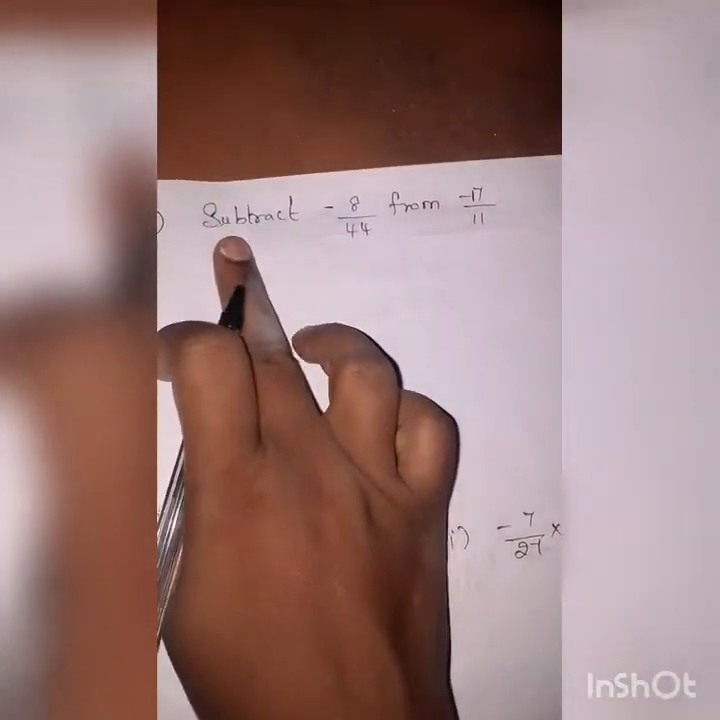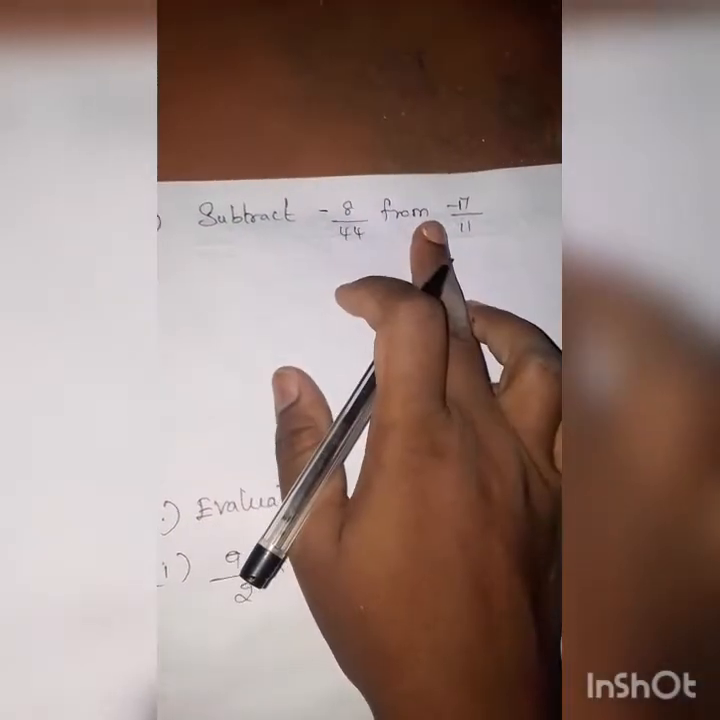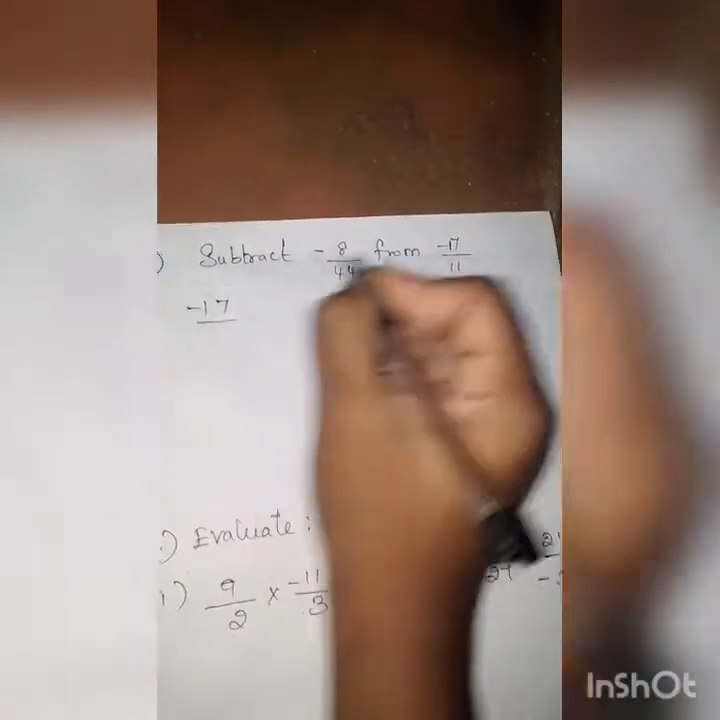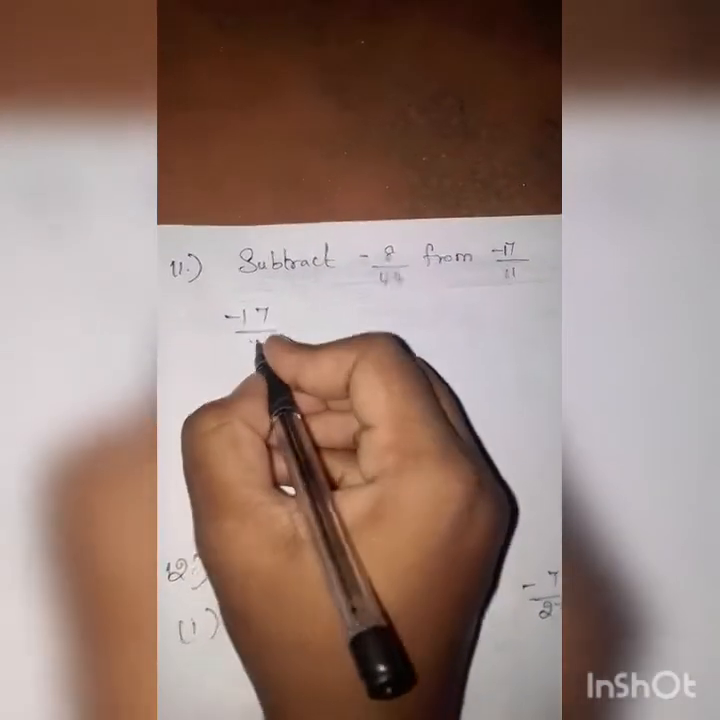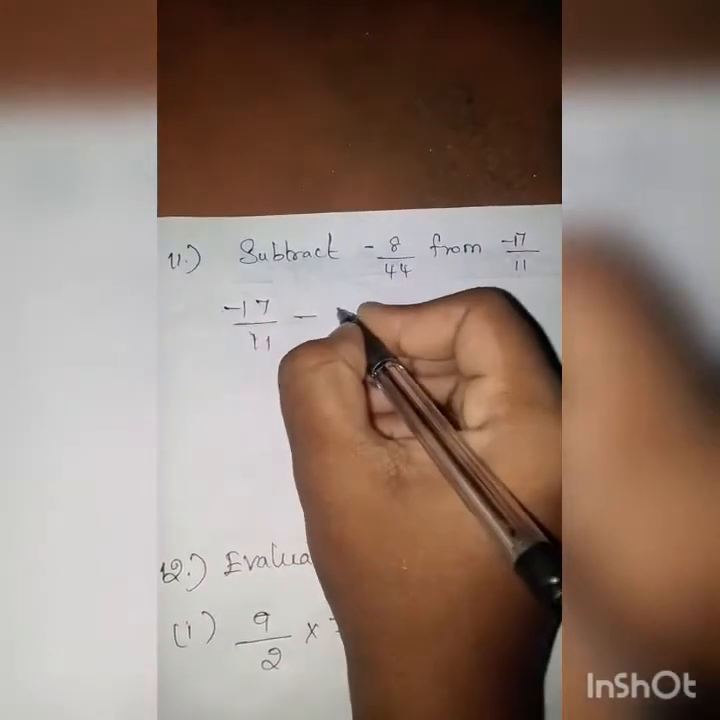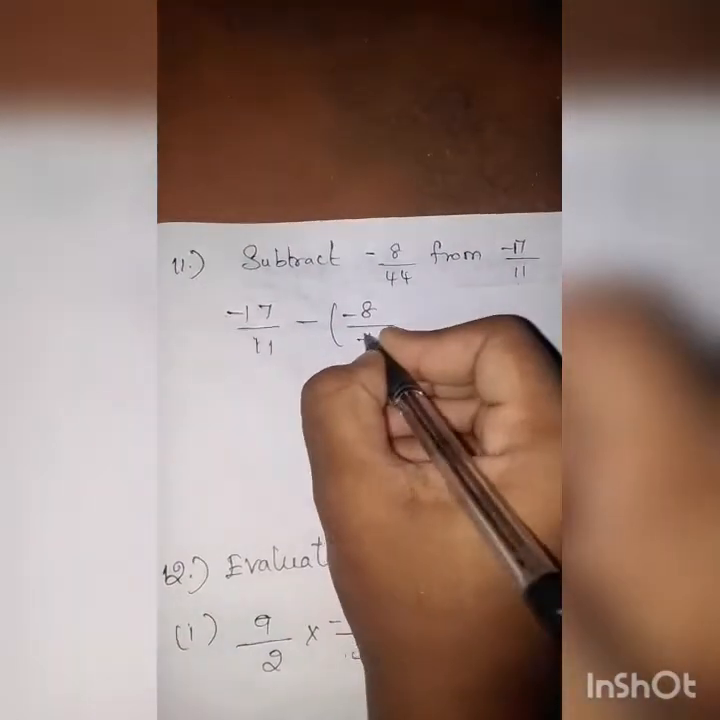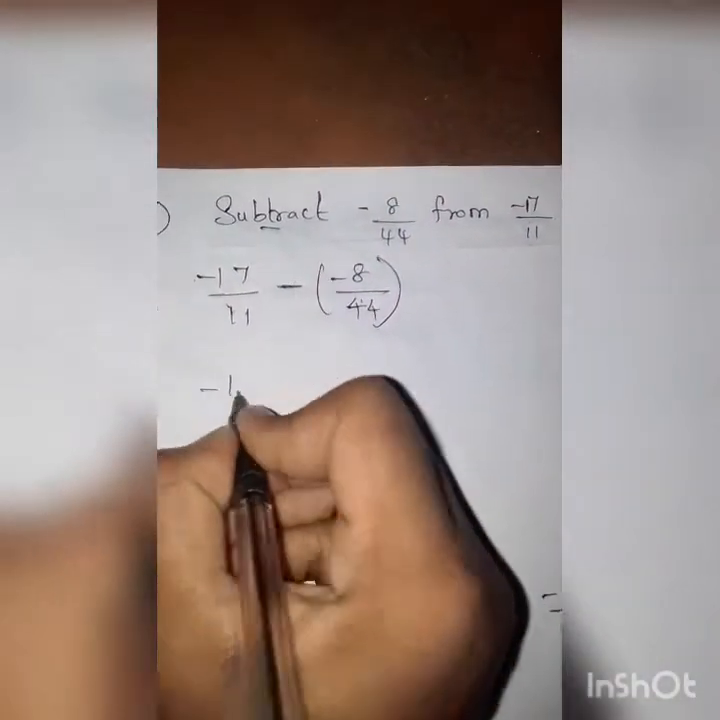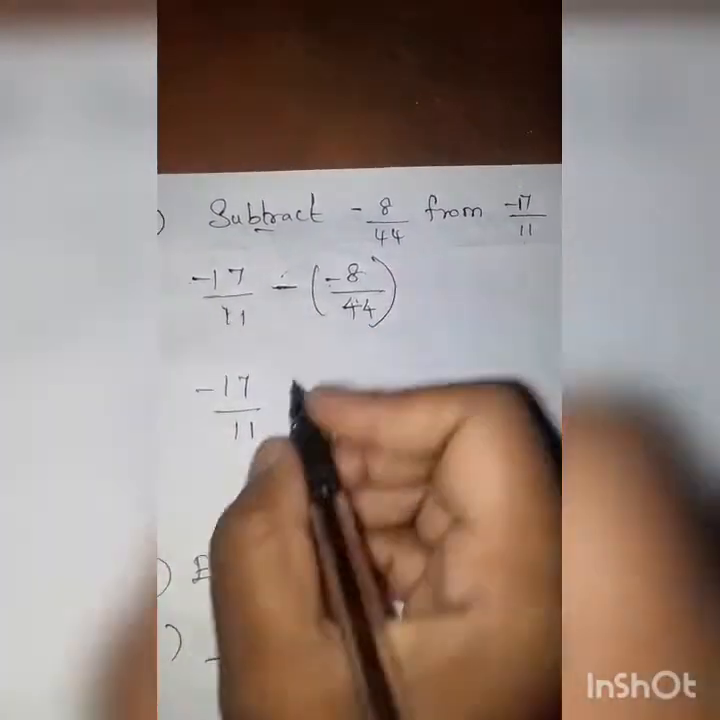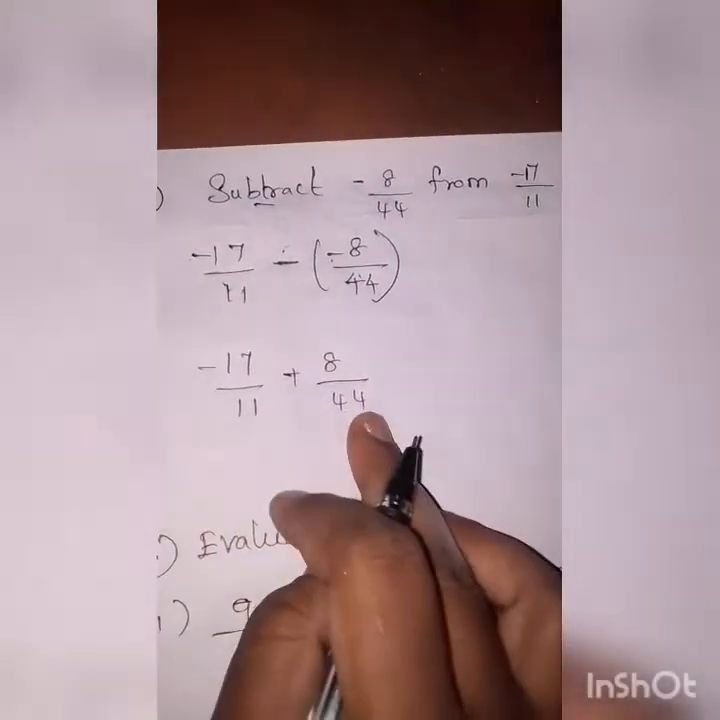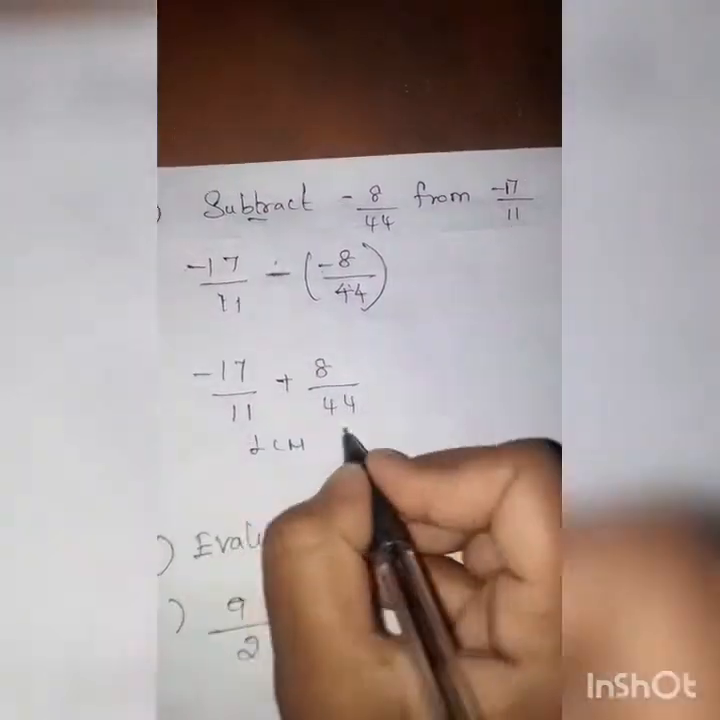Now look at the 11th sum. Subtract minus 8 by 44 from minus 17 by 11. After 'from', you take the first number, minus 17 by 11, as the first number. Minus 17 by 11 minus of minus 8 by 44. Since it is given as subtract, I mention the subtraction sign. So minus 17 by 11 minus into minus, plus 8 by 44. So what will be the LCM between 11 and 44? Here the LCM will be 44.